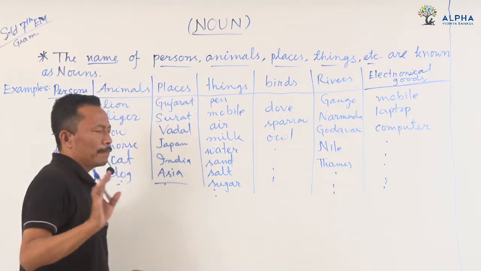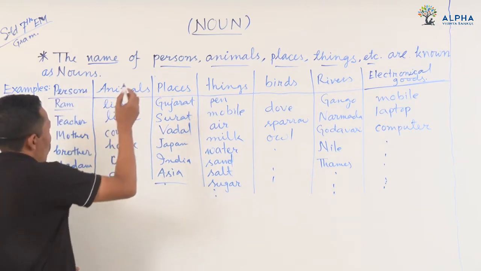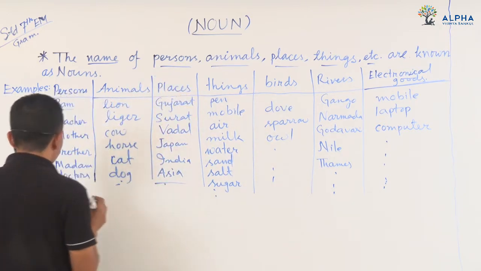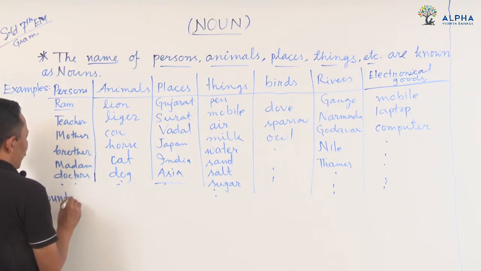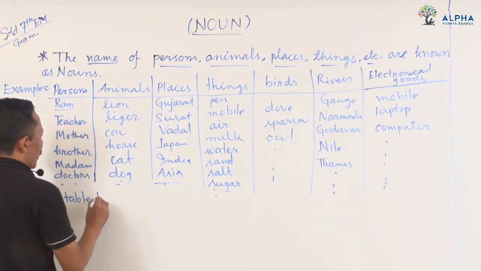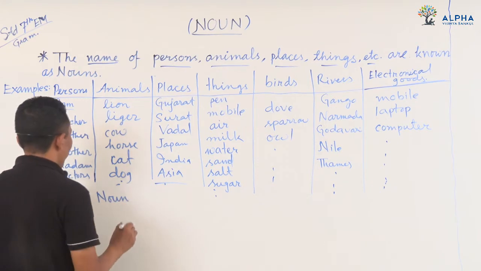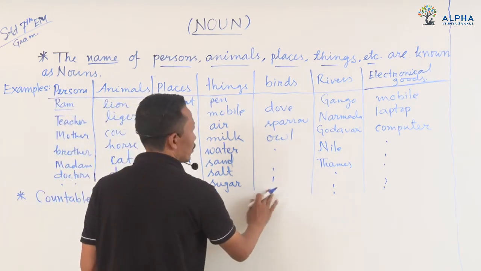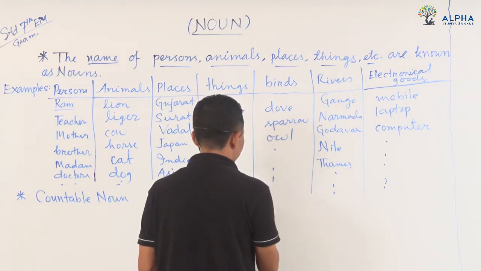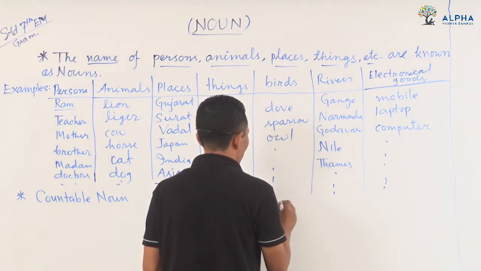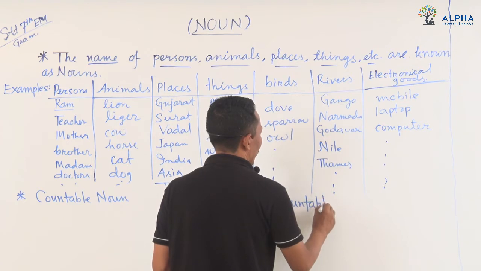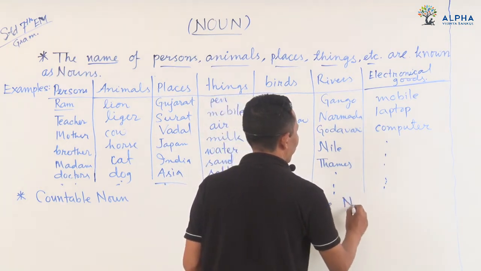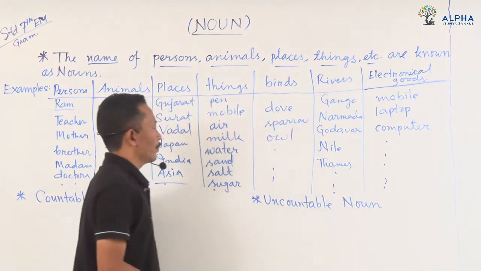But one question I want to explain to you here. These nouns we can divide into two parts. One is countable noun. Another is uncountable noun. And you have to know this.